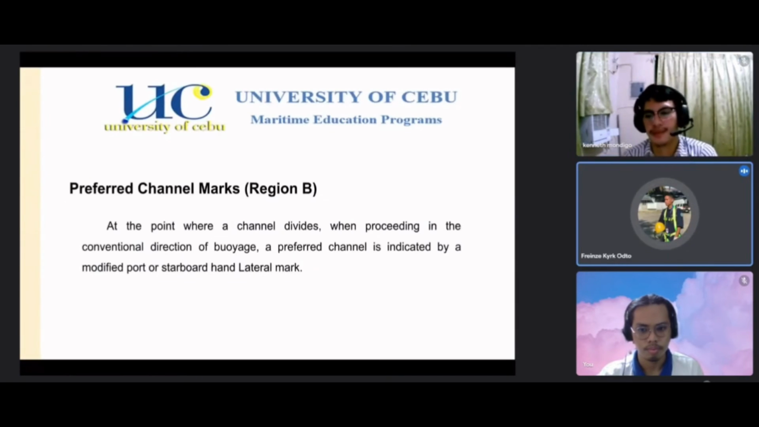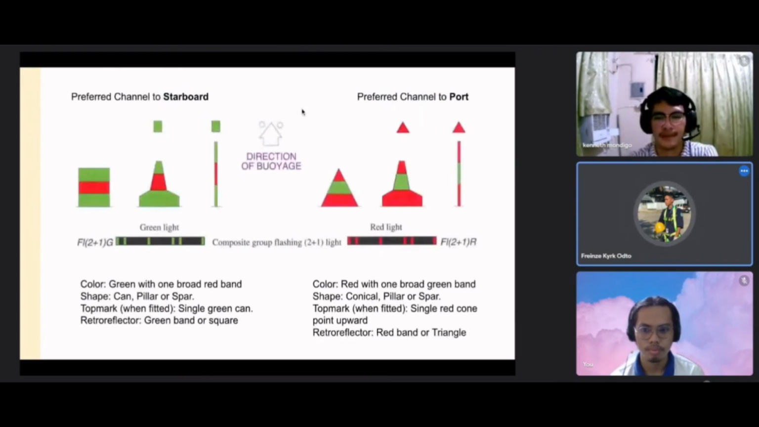Mondigo. So now let's talk about the preferred channel marks in Region B. So at the point where a channel divides when proceeding in the conventional direction of voyage, a preferred channel is indicated by a modified port or starboard hand lateral mark. So in preferred channel marks, Region B and Region A, it is a complete opposite. So next slide, please. So here are the characteristics of the lateral marks.